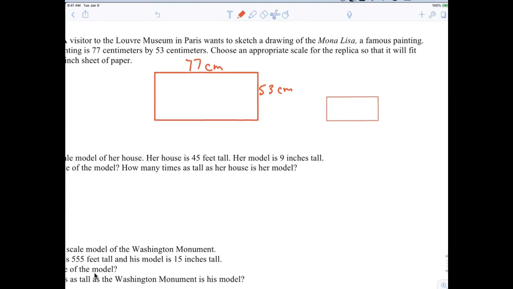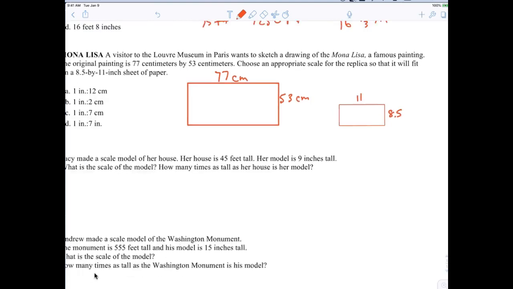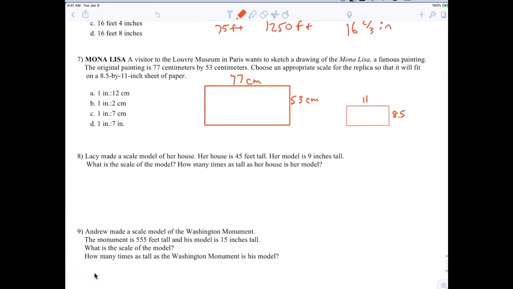All right, that's the nice thing about this. So we want it 8.5 by 11. Do you agree with me on this? Now the question is, can I, without distorting it, shrink it down to fit exactly on 11 by 8.5?